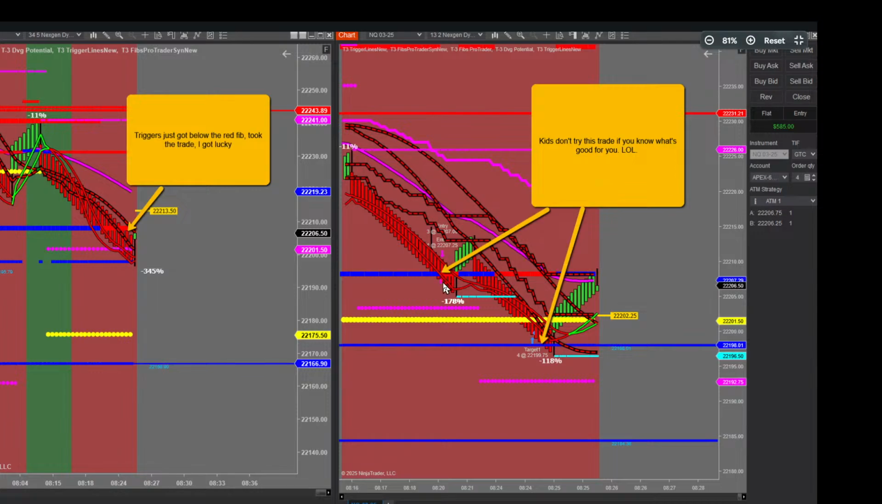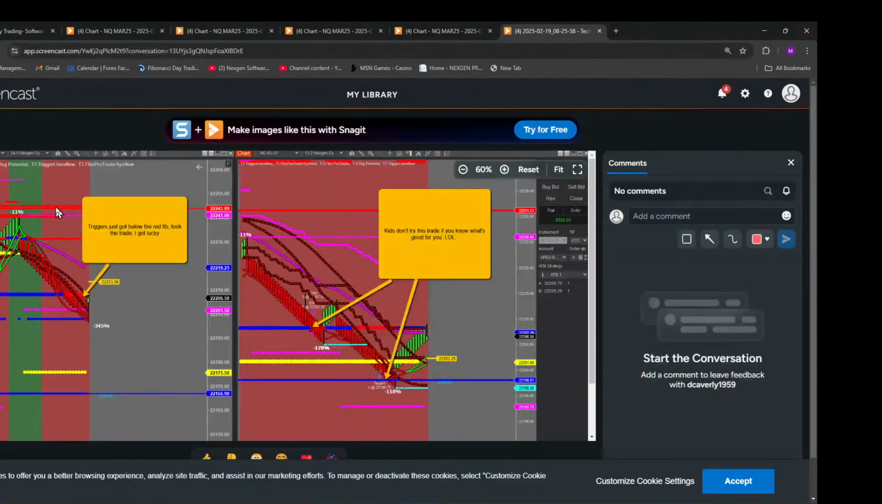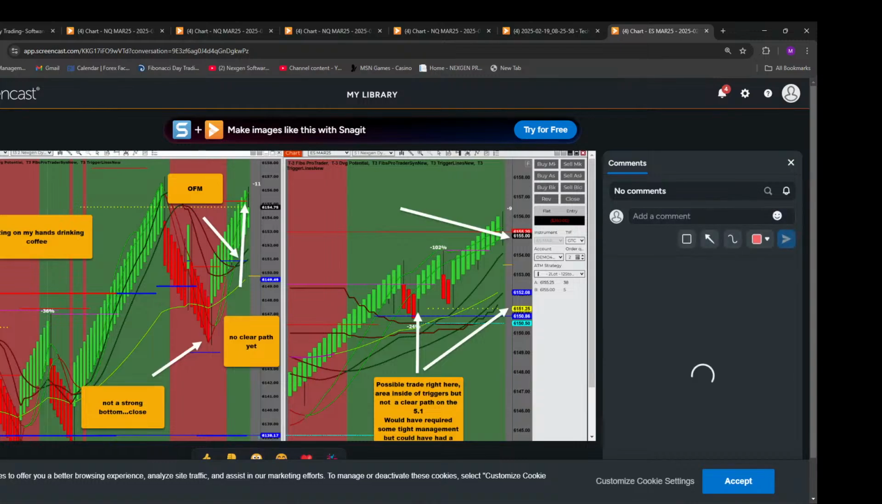Guys, this is a tough look. This is nothing more than I hope it breaks. This is a trade that's reliant 100% on momentum, and momentum fixes some mistakes. So, Cav, I'm happy for your success on that one. And you're absolutely right. Kids, don't try this trade if you know what's good for you. Sometimes we take trades and after the fact, we're like, uh-oh. Maybe that wasn't my best bet. Maybe that wasn't my highest chance of success.